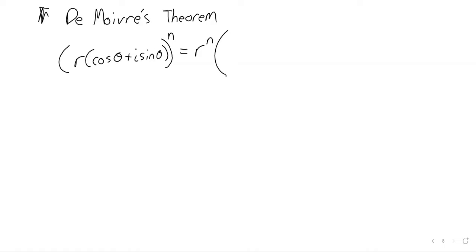Then we'll have the cosine of n theta plus i times the sine of n theta. So taking powers when you have complex numbers written in the standard form a plus bi, that's an enormous hassle to do. Taking powers when we have complex numbers written in this polar form is not an enormous hassle to do. Actually, it's relatively straightforward.